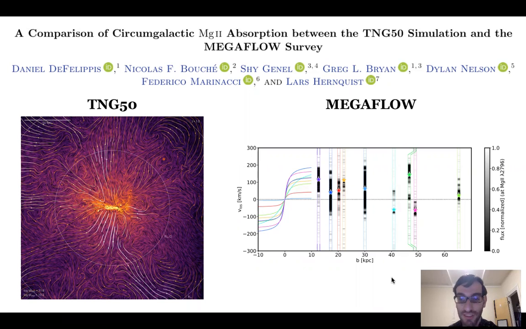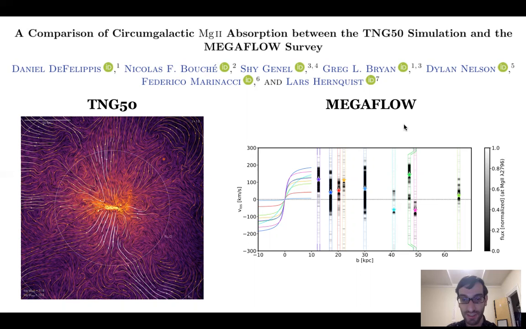I am a graduate student at Columbia University, and I will be talking about my most recent paper where I study the circumgalactic medium, or CGM, of galaxies in the TNG50 simulation and compare them to a subset of magnesium-2 observations of the CGM called the MEGAFLOW survey.